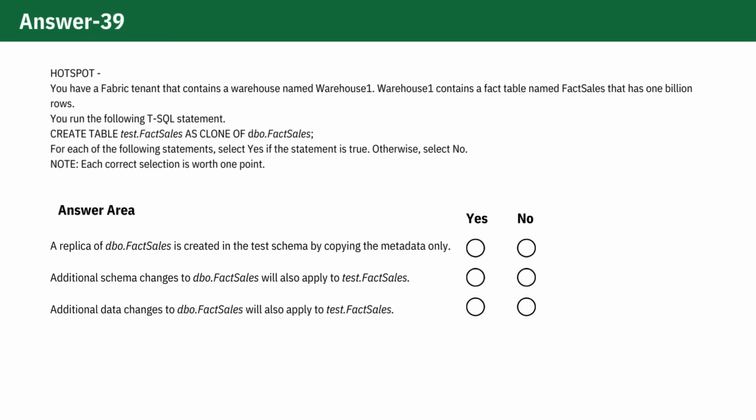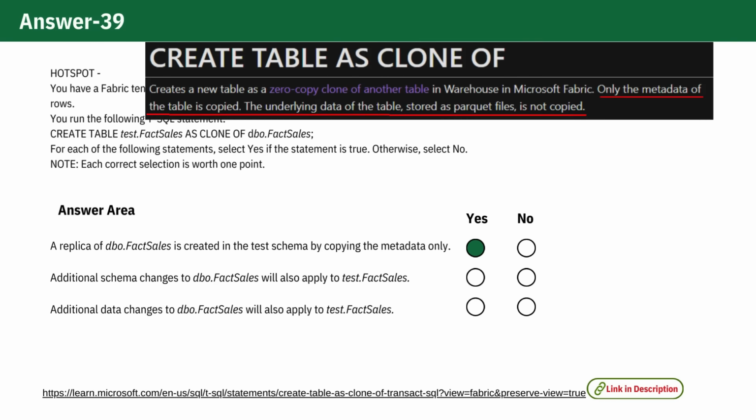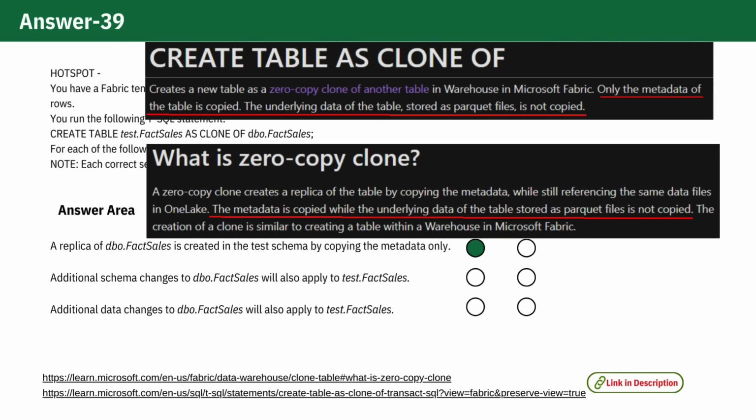The answer to the first statement, a replica of dbo.factsales is created in the test schema by copying the metadata only, is yes, because in Microsoft Fabric, when using the AS CLONE syntax, the operation creates a zero-copy clone, which means only the metadata of the original table is duplicated. The actual data, stored as Parquet files, remains shared between the original and the cloned table. This results in both tables pointing to the same physical data files, hence the term zero copy.